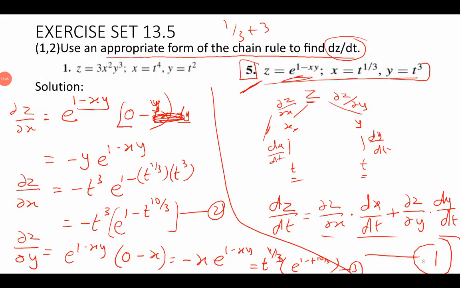And we should not forget there is a negative here. This is a negative x. X is t raised to 1 over 3. Next, what we have to do is, we have already found dou z over dou x in this equation, dou z over dou y. The remaining terms are dx by dt and dy by dt. That can be found from here. dx by dt from the x is t raised to 1 over 3. Okay, I will show it in the next page actually.